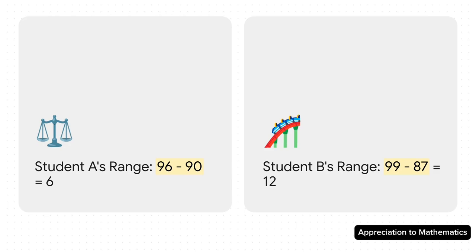Okay, let's take this back to our two students. For student A, their grades have a range of 6, but student B, their range is 12. Boom, that's our first real clue. Student B's performance is literally twice as varied. It tells us that student A is definitely the more consistent performer.